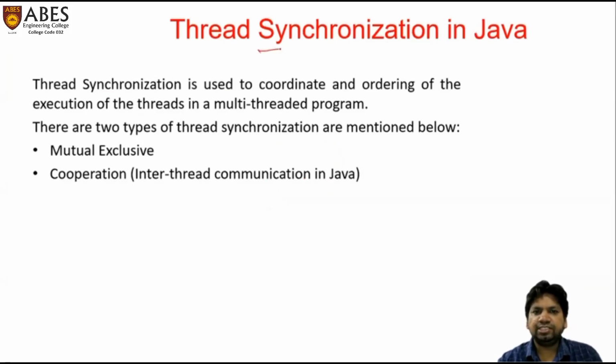In Java, thread synchronization is used to coordinate the ordering of the execution of threads in multi-threaded programming. There are two types of thread synchronization. One is mutual exclusion. The second is cooperation. Cooperation means inter-thread communication in Java.